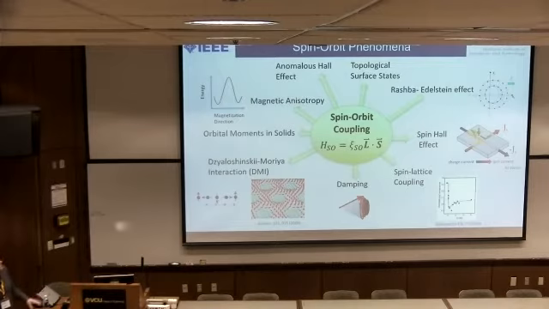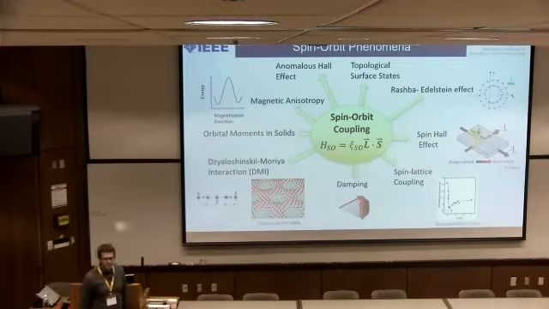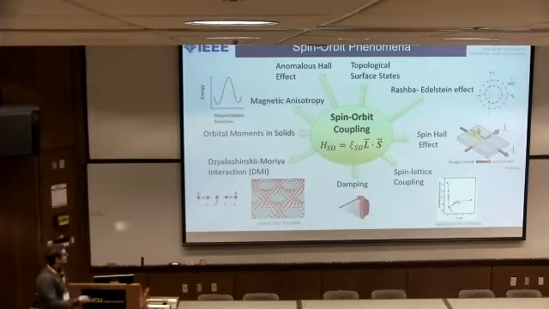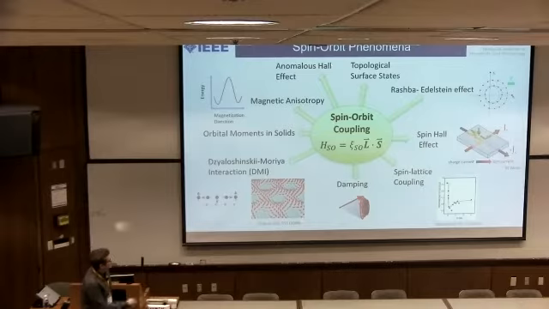This is not a complete list, but perhaps some of the more relevant topics in the area of spintronics, for example. It can lead to the development of orbital moments in solids, for example, magnetic anisotropy, which we've already heard about this morning, anomalous Hall effect, topological surface states, and then spin orbit torques, such as Rashba-Edelstein effect, spin Hall effect, which I'll talk about a little bit later in my talk. Also spin lattice coupling, damping, relaxation processes, which I'll also talk about.